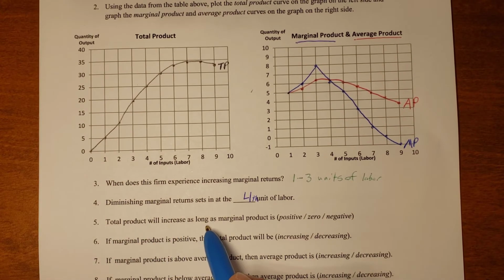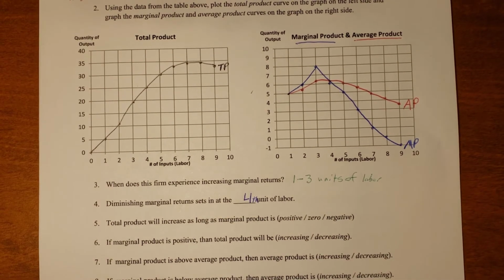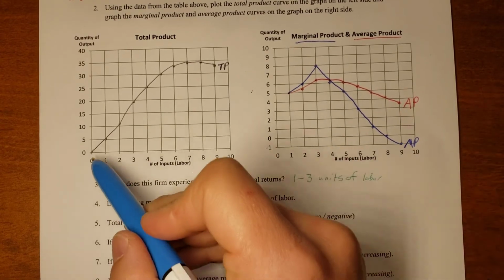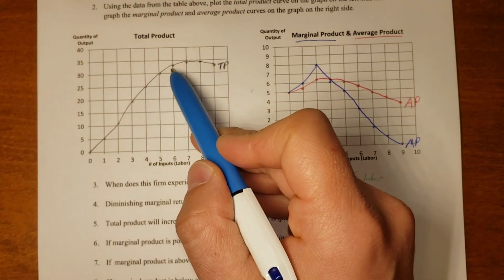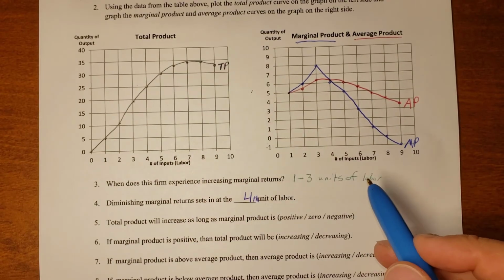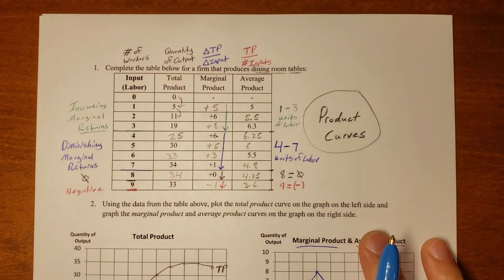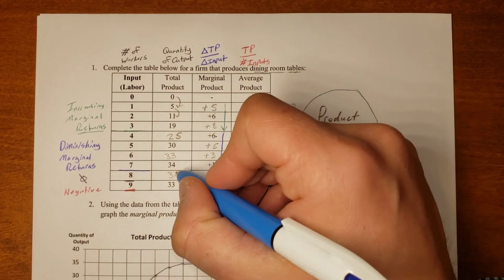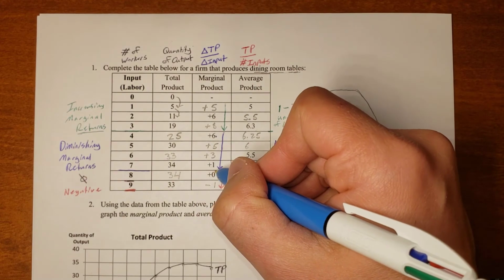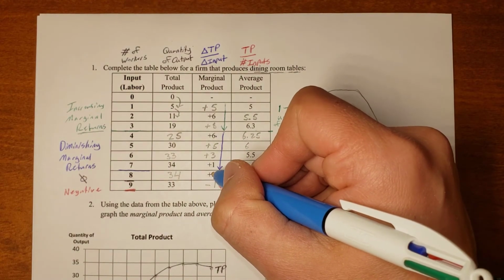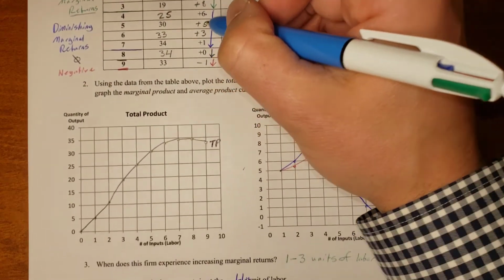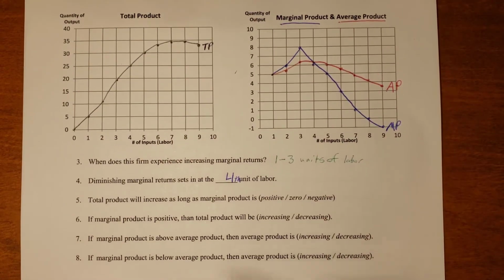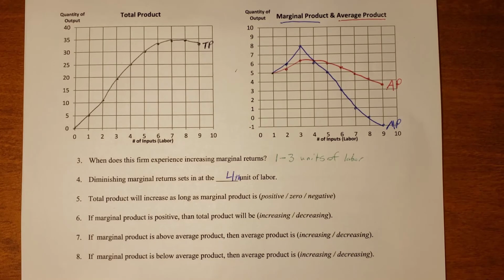Total product will increase as long as marginal product is positive. If you look at the total product curve, and we can actually look at this in the data set as well, as long as the marginal product is a positive number, the total product is increasing. But as soon as it becomes 0 or less, it either stops increasing or starts to decrease. And of course, we see that here as well. So the total product will increase as long as the marginal product is positive.